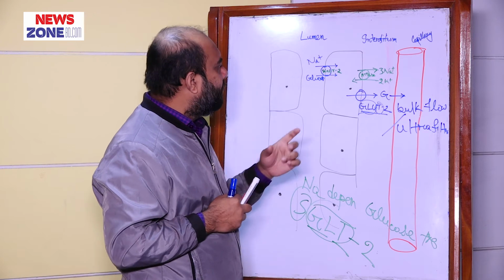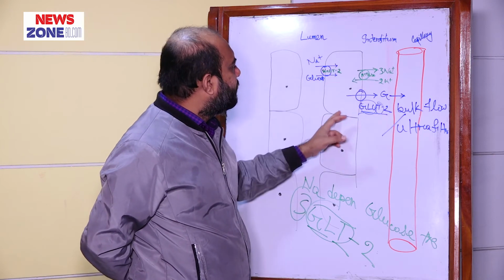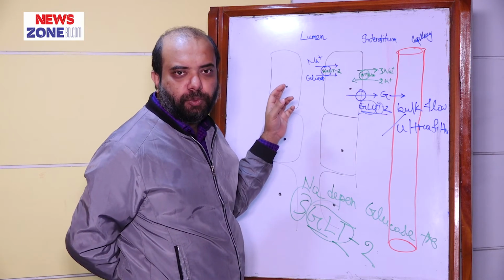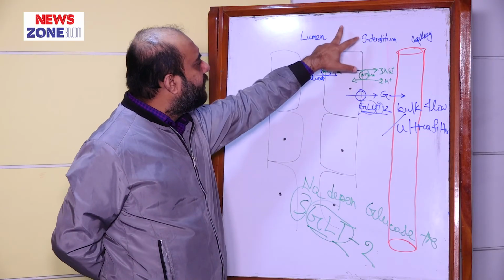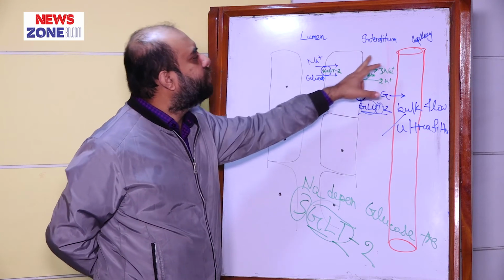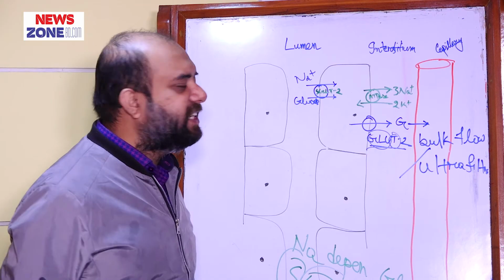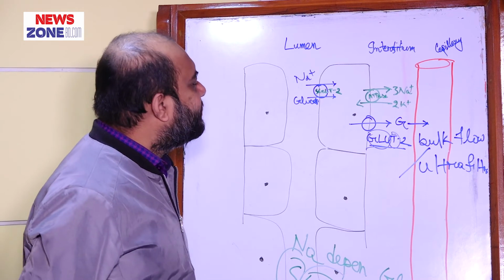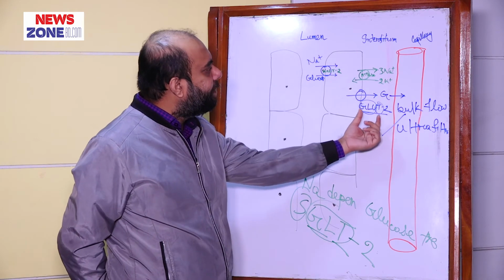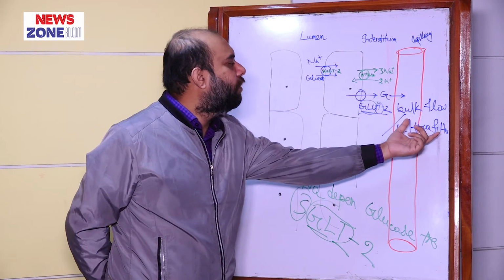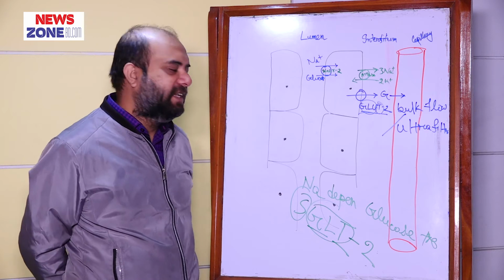In short, I will repeat it. Glucose is transported from the tubular lumen into the tubular cell by secondary active transport with the help of the SGLT2 carrier protein, and from the tubular epithelial cells into the interstitium by a passive process, which is facilitated diffusion, with the help of another transport protein named GLUT2, and from the interstitium glucose is transported by bulk flow, or you can call it ultrafiltration, into the peritubular capillary system.